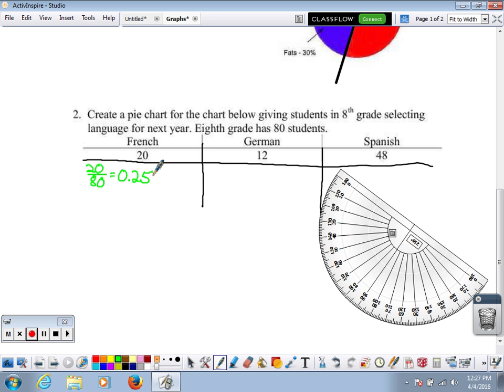If I do the same thing for German, 12 divided by 80, what do I get there? I do 12 divided by 80. What'd you get, Tyler?